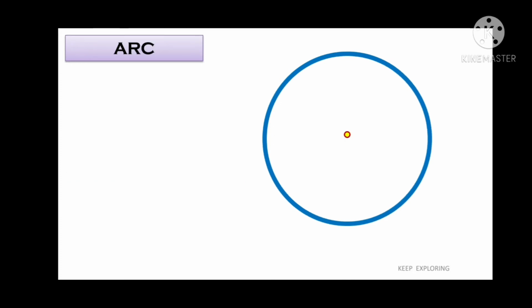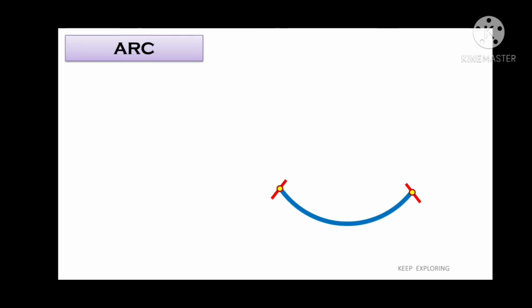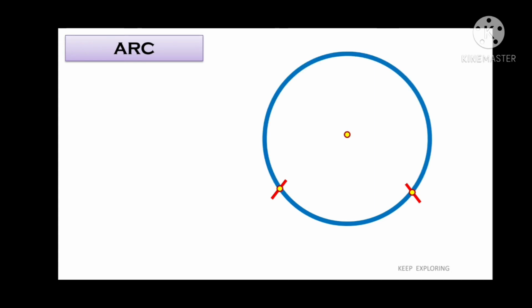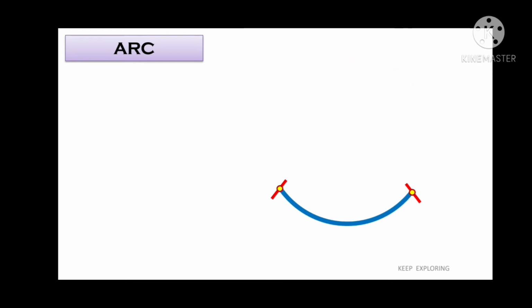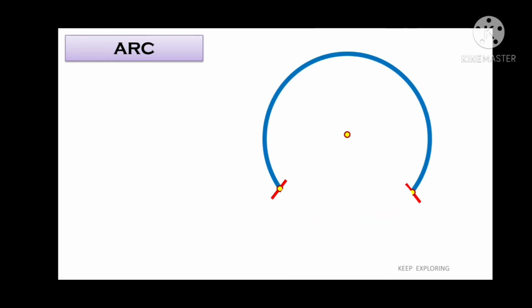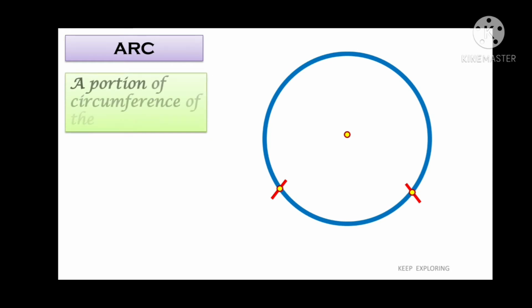Next, arc. Now let's take any 2 points on the circle and mark them. When you mark them, the total circumference is divided into 2 parts. This is the smaller one and this is the larger one. So the 2 points have divided the whole circumference into 2 pieces. An arc is nothing but a portion of the circumference, or a part of the circumference of the circle.